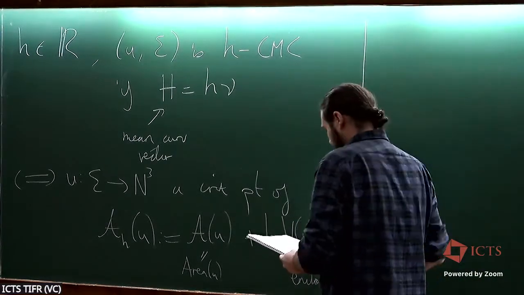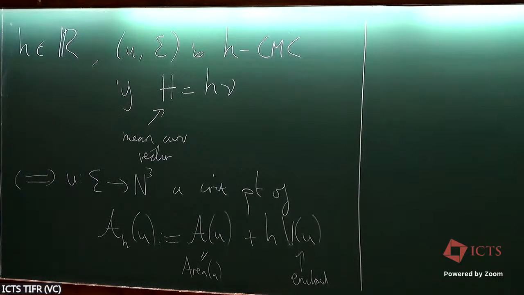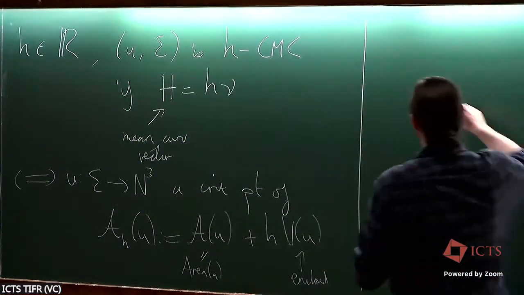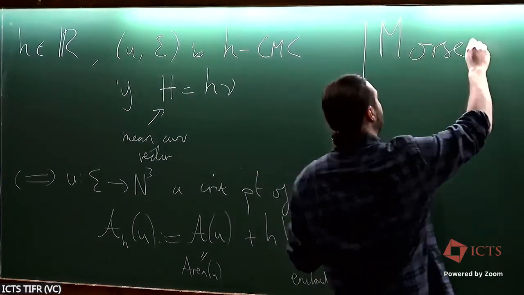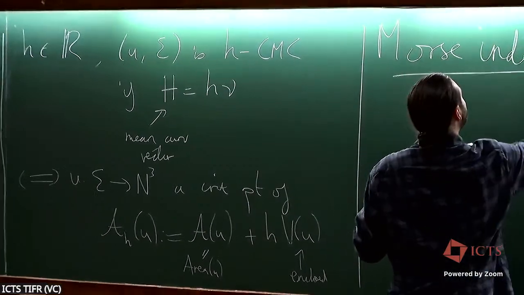So what about the Morse index? When I say index, it's short for Morse index, which is some kind of measure of stability of our CMC surface when viewed as a critical point of some functional. Please say if you can't read my writing, or indeed if it's too big. So what's the Morse index?